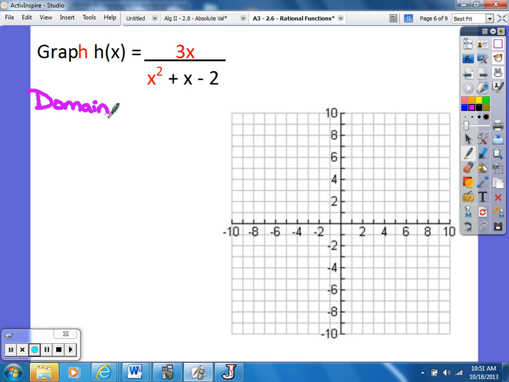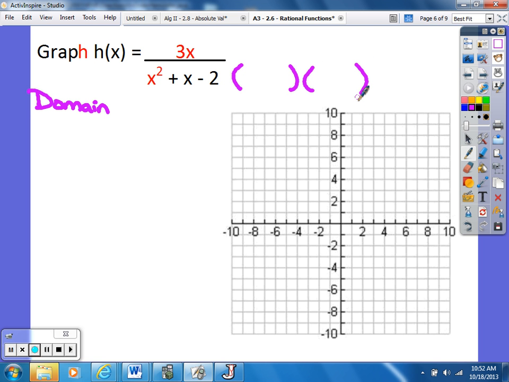And how do I find the domain? Raise your hand. Set the bottom not equal to 0, right? That's right. What am I going to have to do with that bottom? Square root. No, not square root. Factor. So we're going to factor this.